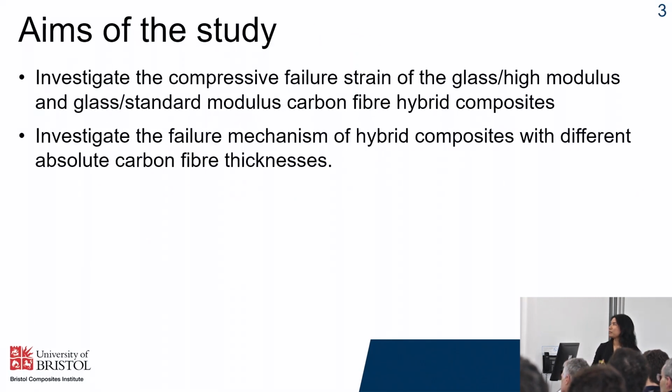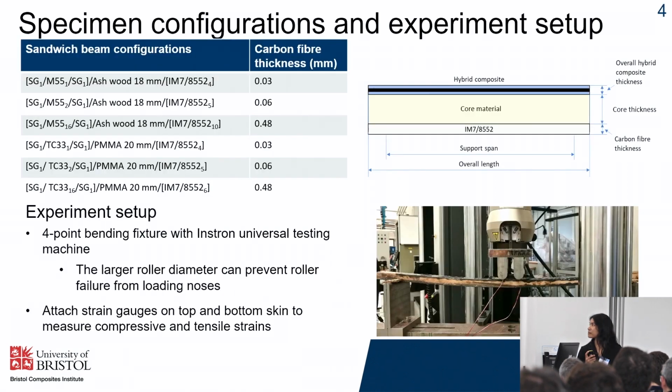The first thing I will talk about is the aim of my study. I have two main aims: to investigate composite failure of glass hybridized with high modulus carbon fiber and glass hybridized with standard modulus carbon fiber, and to investigate the failure mechanism of hybrid composite with different absolute carbon fiber thicknesses.